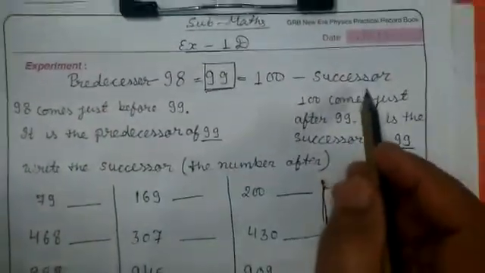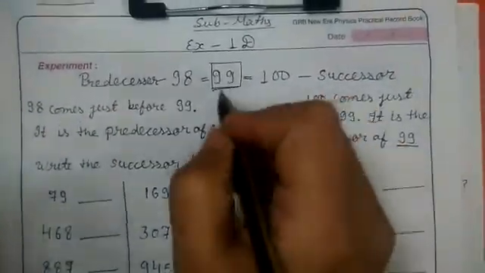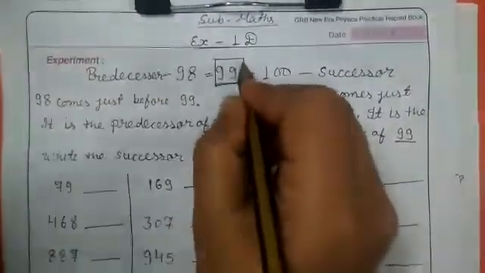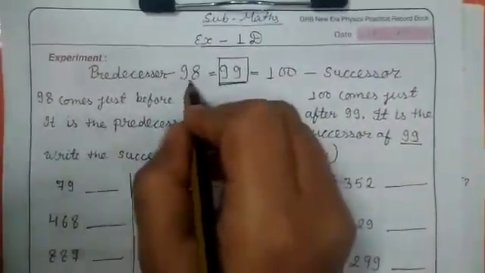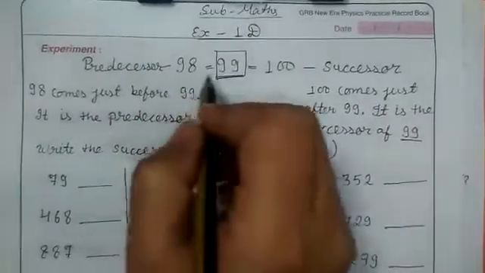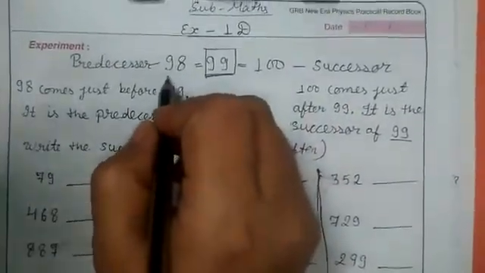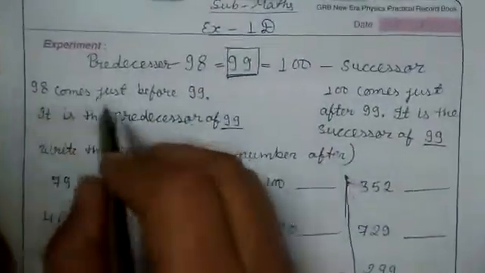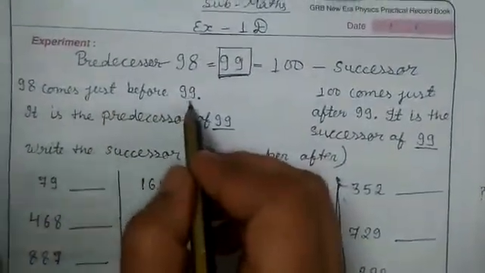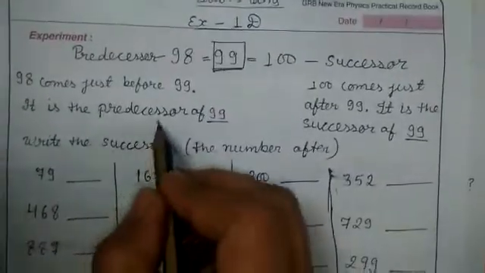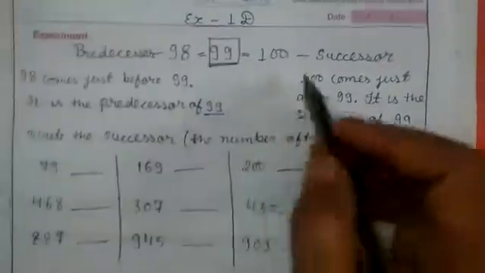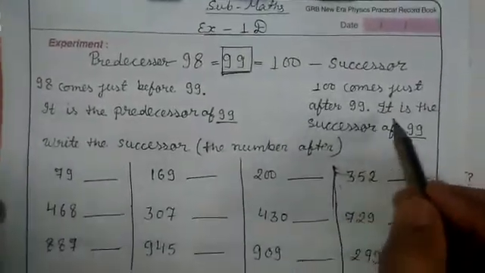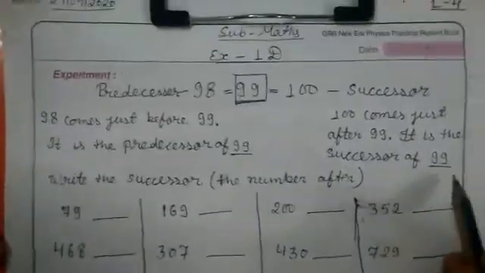Today I teach you predecessor and successor. What is predecessor and successor? The number is 99. 98 is the predecessor. Predecessor means just before and successor means just after. 98 comes just before 99. It is the predecessor of 99. 100 is the successor. 100 comes just after 99. It is the successor of 99.